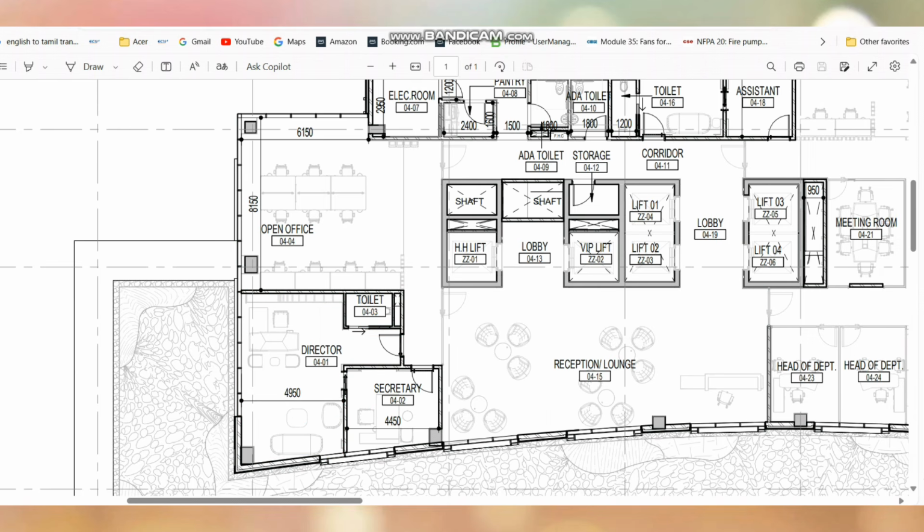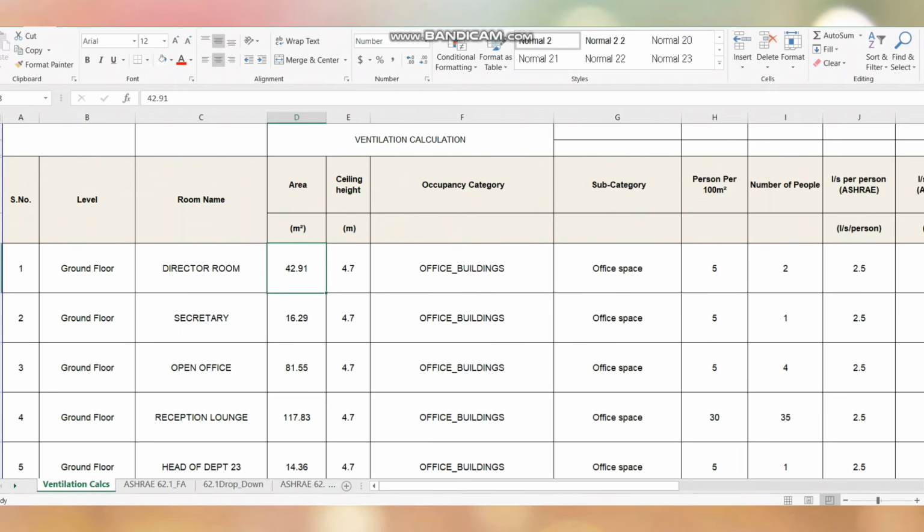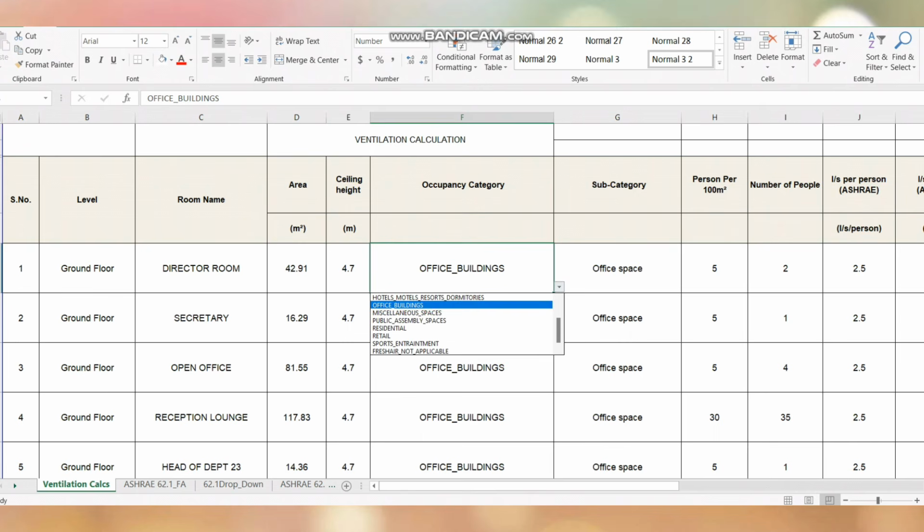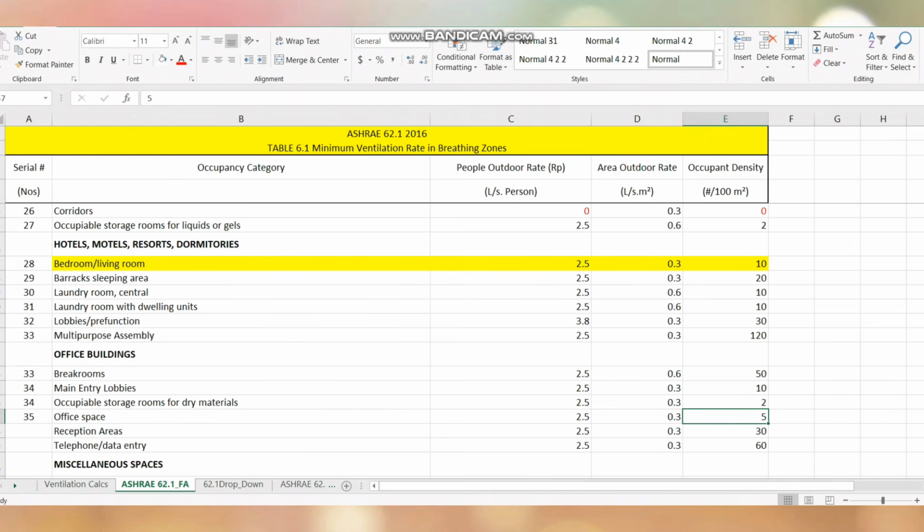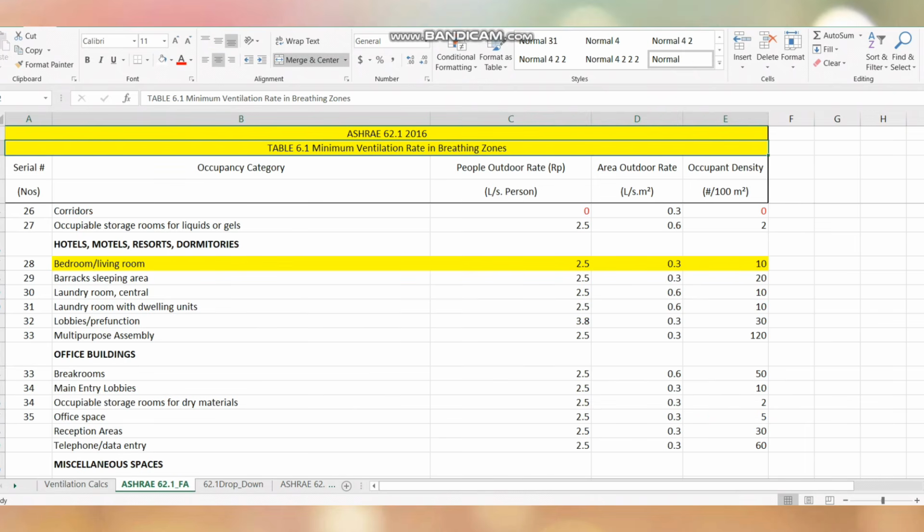After measuring the area for the director room, you can go to the Excel file and provide that value. 42.91 square meters is the indoor area, and also the ceiling height, I mean the height inside the room, is 4.7 meters for this level. And coming to this occupancy category, all the ASHRAE 62.1 values are already linked here. If you click on this one, you can find different rooms like hotel room, motel room, office building, miscellaneous spaces, public assembly, residential area, retail area. All these values I already linked here. The backup of this is from ASHRAE 62.1, this table you can see, so this is already linked here.